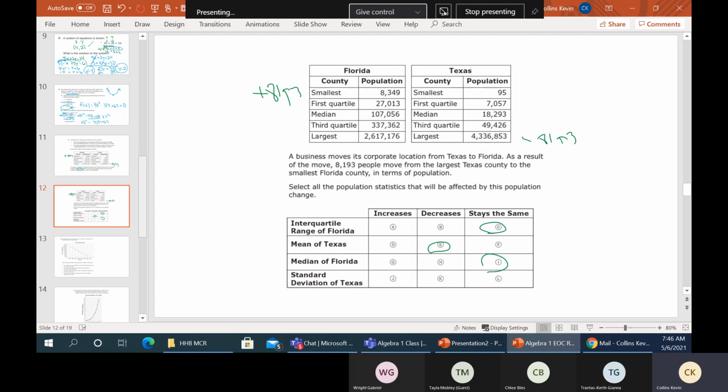Okay. So standard deviation would be how much the data is spread out. Okay. So obviously the data is pretty wide here because the smallest county only had 95 people, and the biggest county had over 4 million. Okay. So standard deviation probably not going to change much at all. It might decrease a little bit, but probably it's going to stay about the same. Okay, so again, this is all just kind of logic stuff. So the only thing that's changed the most is the mean.